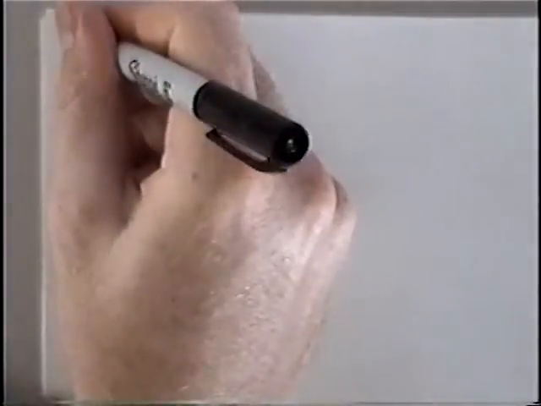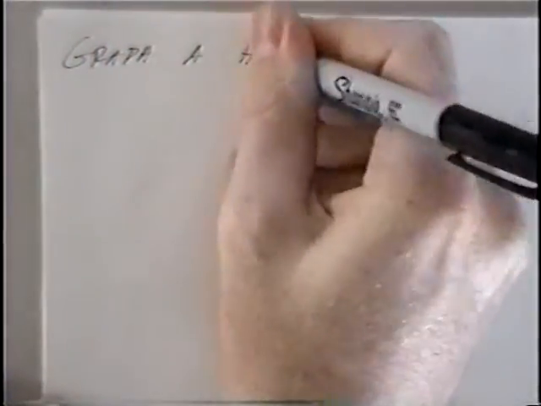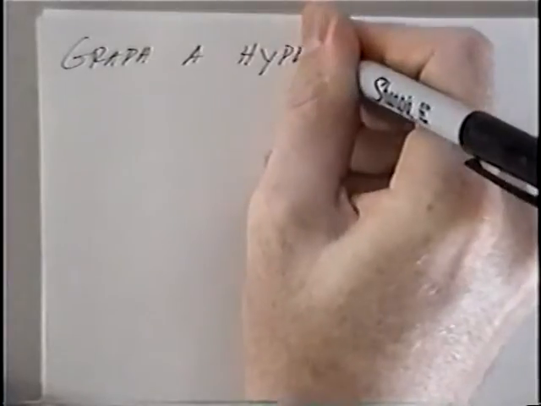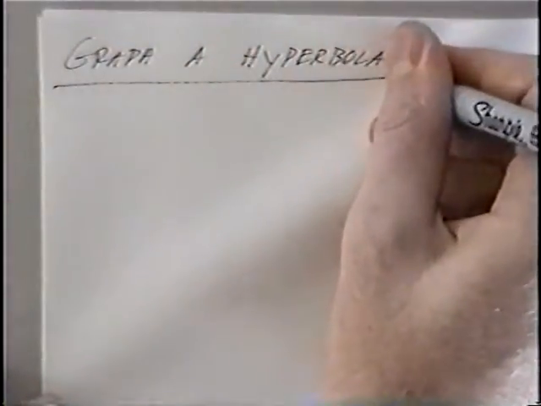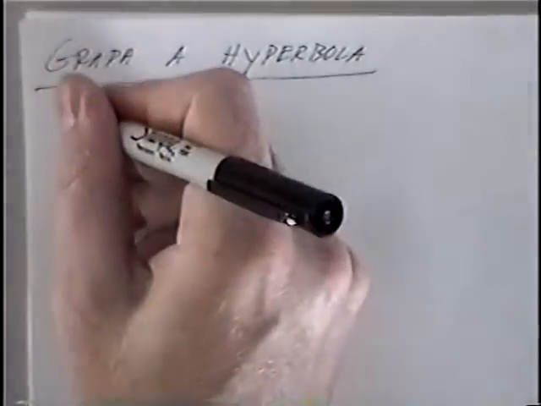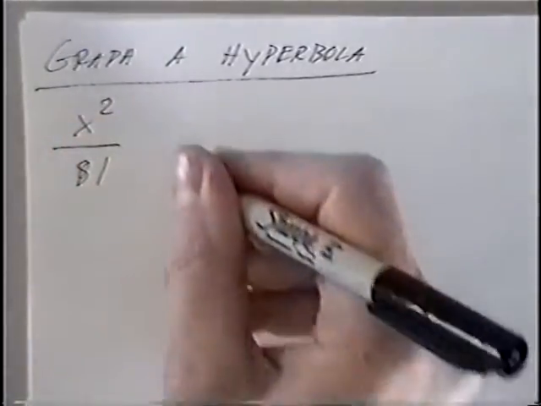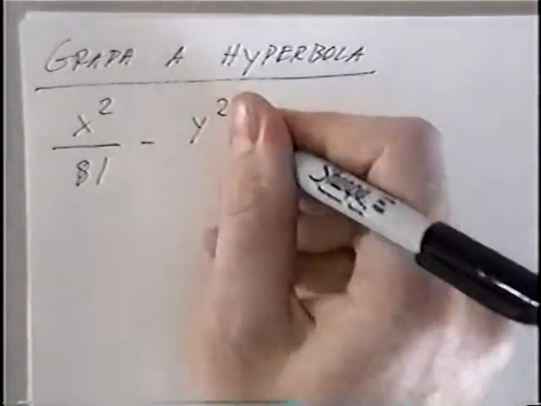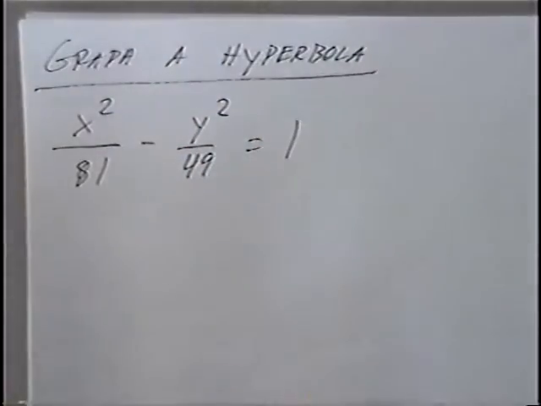Title of the last section is Graph a Hyperbola. First equation is x squared over 81 minus y squared over 49 equals 1.